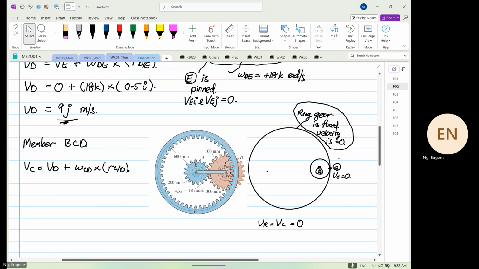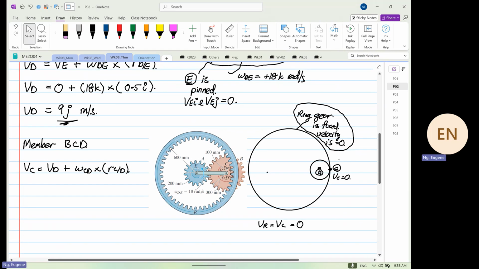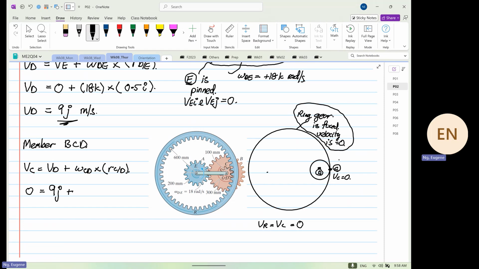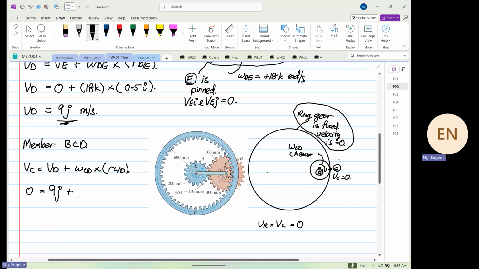So from here, we can declare that VC is equal to 0. VD is equal to 9j plus omega CD. We are going to assume omega CD. Did it give us a direction? No, I'm going to assume omega CD is going in a clockwise direction. So this is our omega CD, and we assume it to be going clockwise. I'm just going to assume it for now. If it's wrong, we can flip the direction.